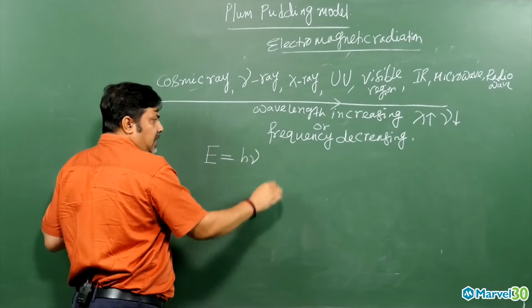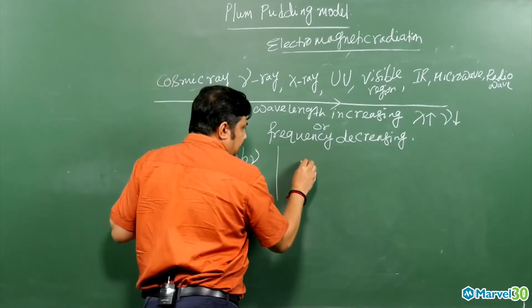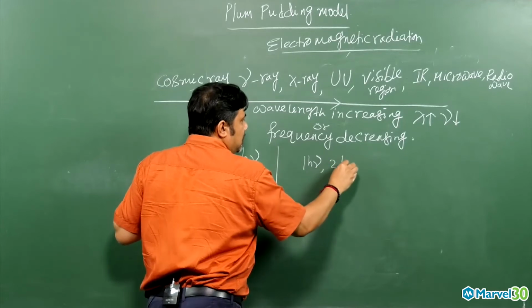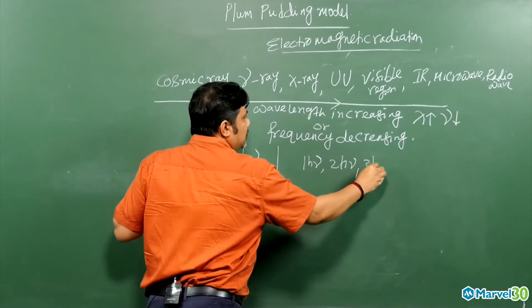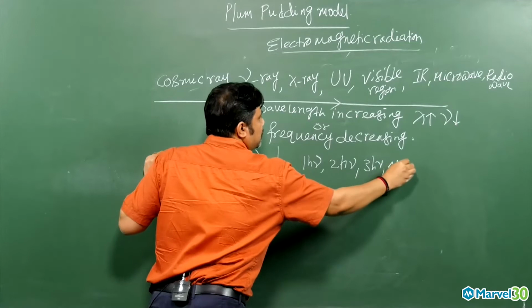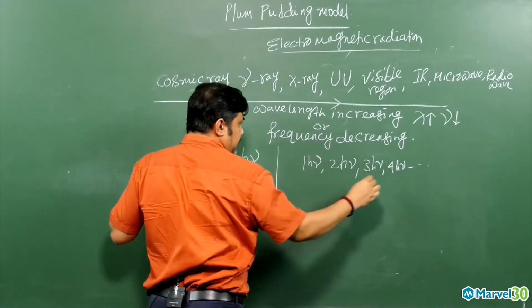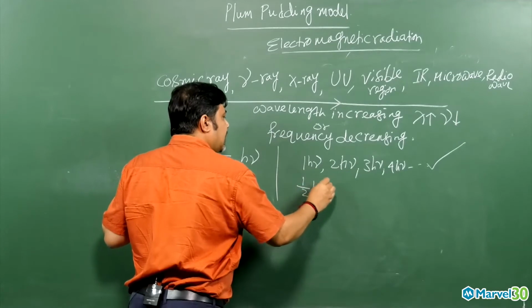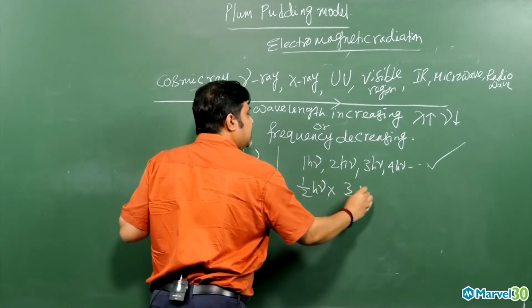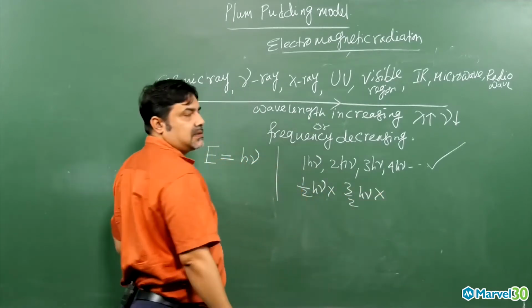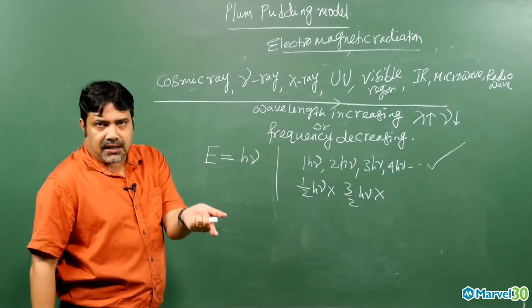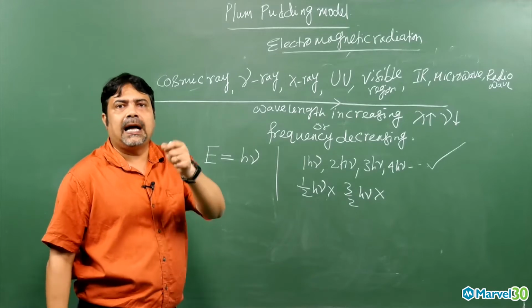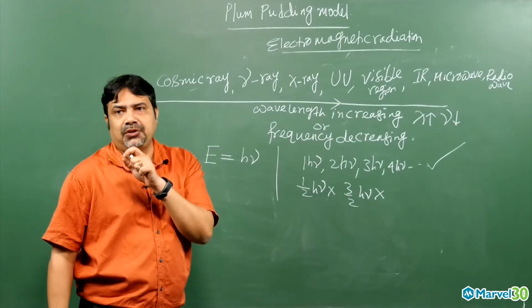That means whenever the energy is released, it will be released either in the form of 1 h nu, or 2 h nu, or 3 h nu, or 4 h nu, like that. It will always be emitted or absorbed like this, never in between. That means energy absorption or emission happens in a discontinuous fashion.